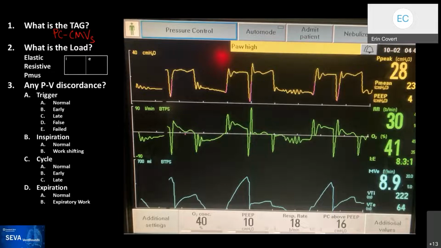When I'm looking to see where the work is, there's definitely patient work going on. I feel like there is some Pmus, but it doesn't look like there's a ton on inspiration. I'll go ahead and say that, but may need to come back to it. Looking at expiration, there is a good amount of work coming up fairly quickly. There may be some elastic, I think Pmus there.